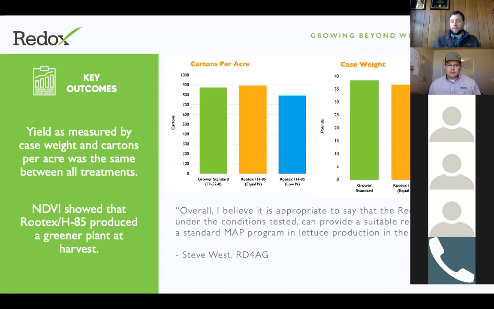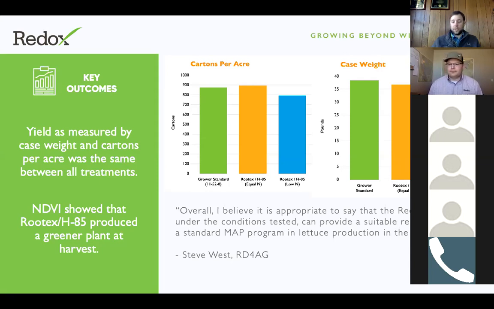So we were a little concerned about this carrying all the way through, but as you can see by the yield results, we had no need to be concerned. The 4 pounds of Rutex early carried things throughout the season and did it as good or better than the grower standard program.